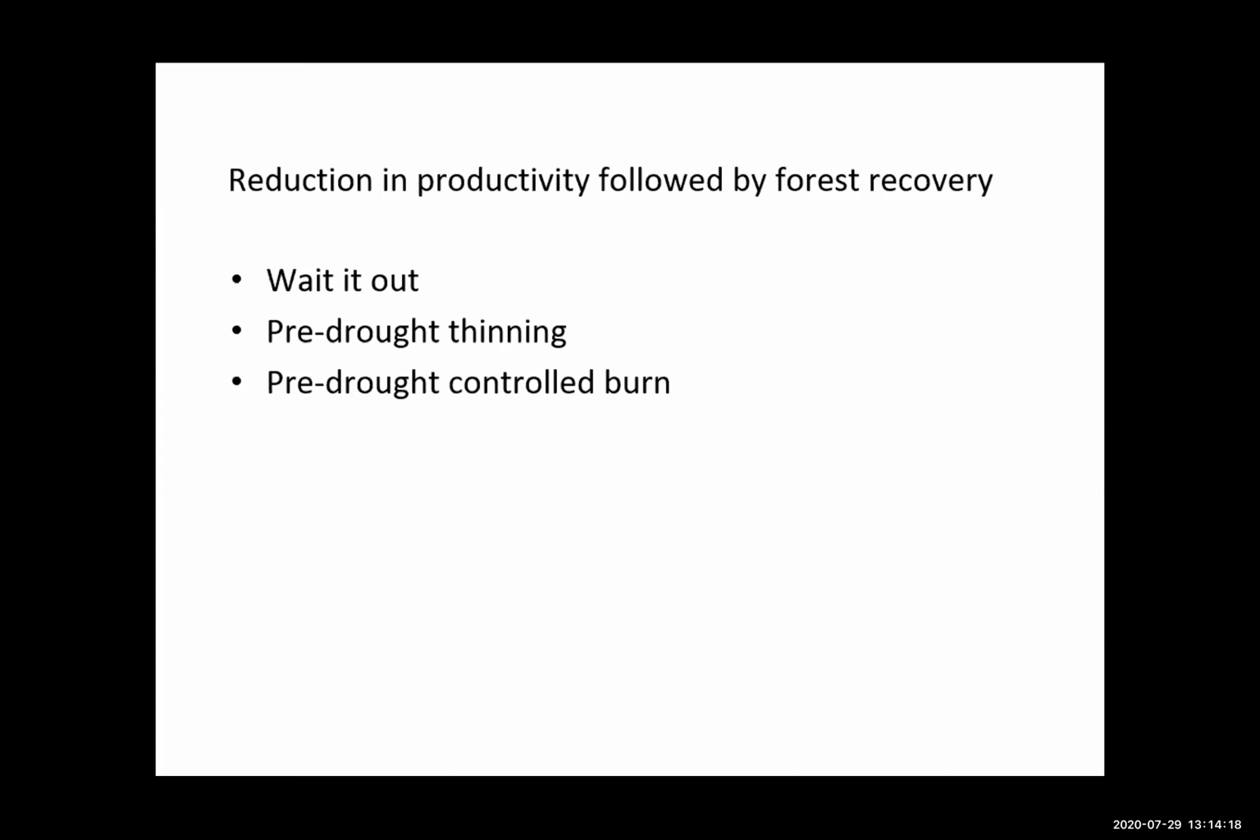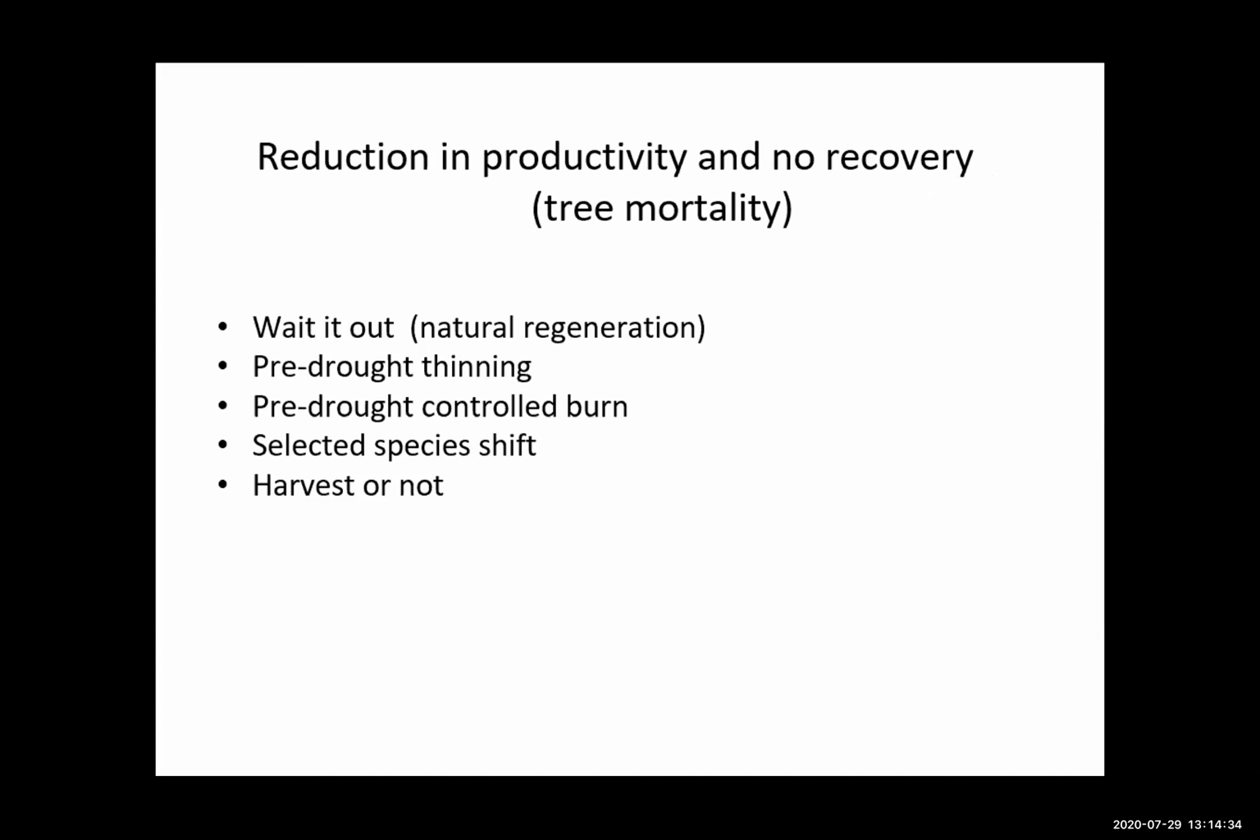So the types of tools you use to do that would be a pre-commercial or a pre-drought thinning and also a pre-drought controlled burn. They reduce the amount of leaf area in these areas. Anytime you reduce the amount of leaf area, then you reduce the amount of potential drought stress. You may be on a ridgetop. If you're on the ridgetop, you may have loss of productivity. You may have also tree mortality. And the options you can do then is, again, pre-drought thinning, pre-drought controlled burn.